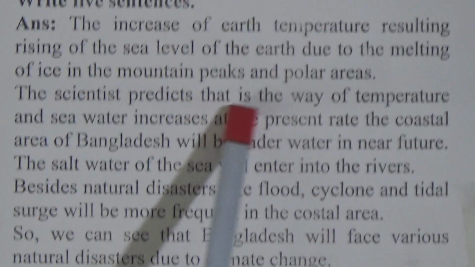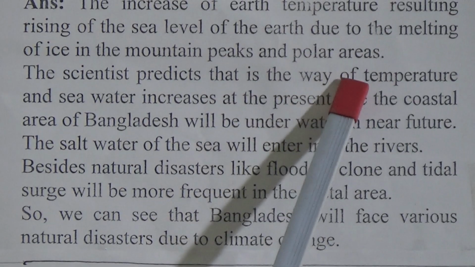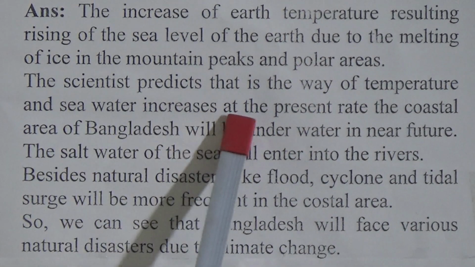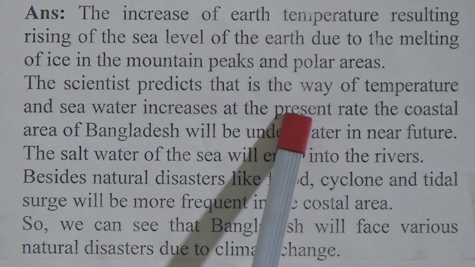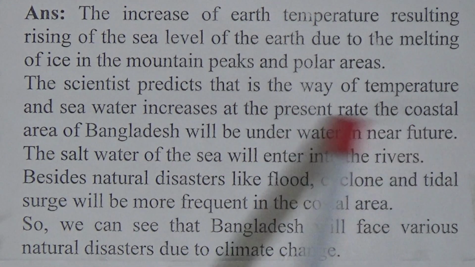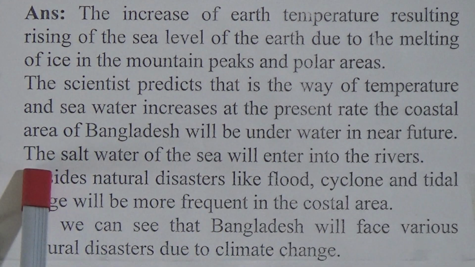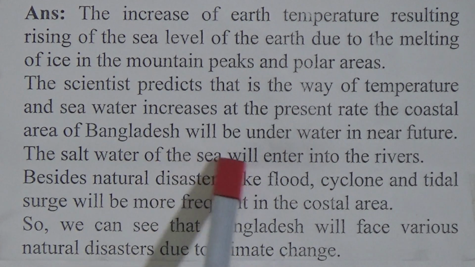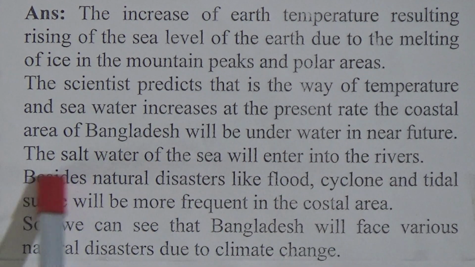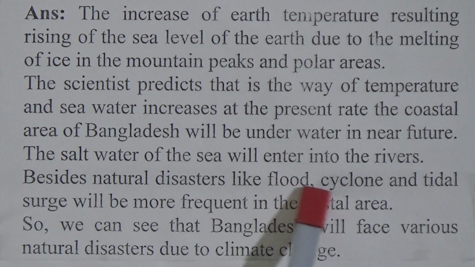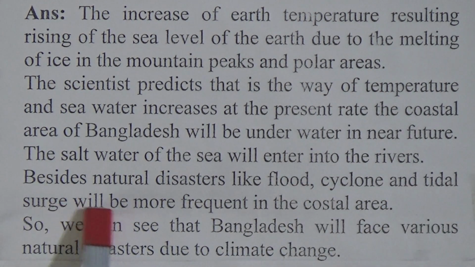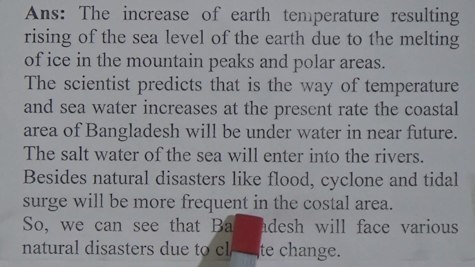The scientists predict that if temperature and sea water increase at the present rate, the coastal area of Bangladesh will be underwater in near future. The salt water of the sea will enter into the rivers. Besides, natural disasters like floods, cyclones and tidal surges will be more frequent in the coastal areas. So, we can see Bangladesh will face various natural disasters due to climate change.